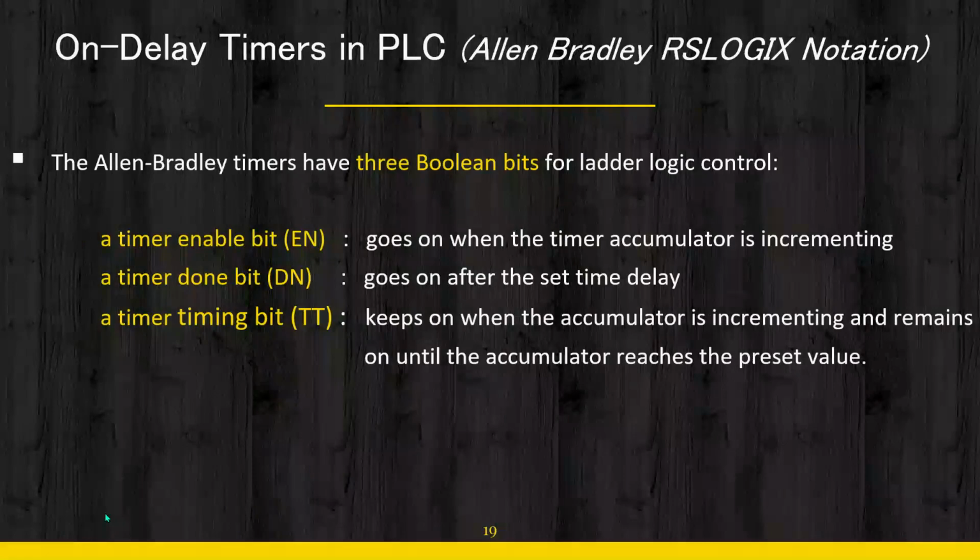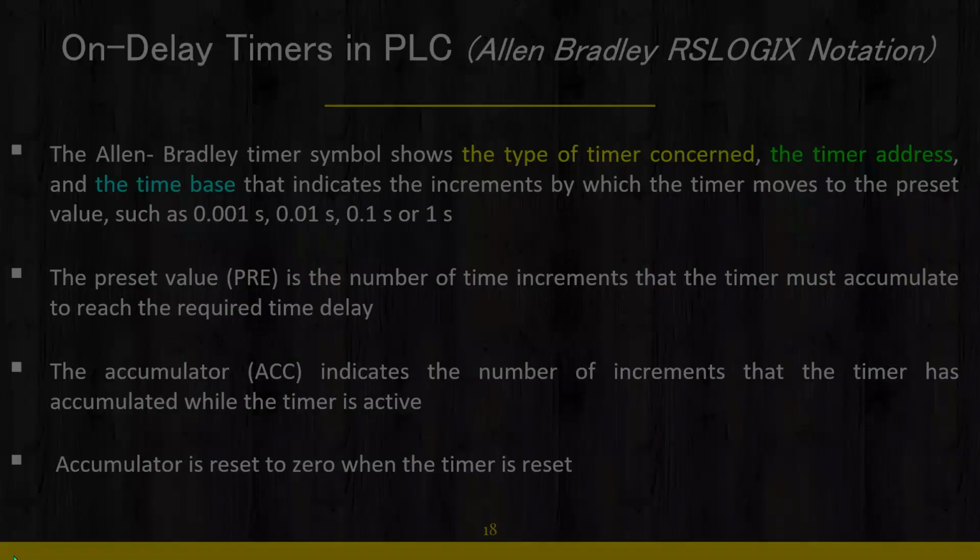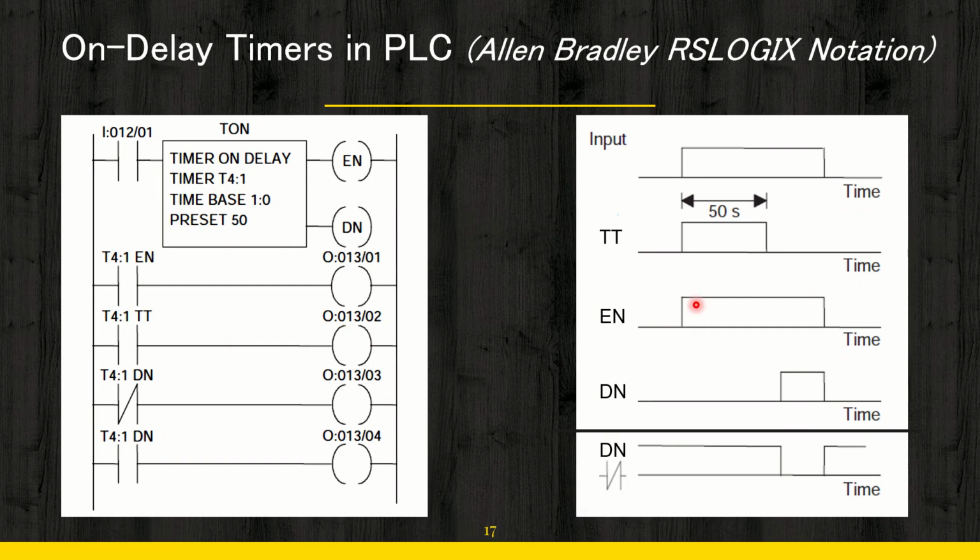You can see over there what we had discussed. It keeps on when the accumulator is incrementing and remains on until the accumulator reaches the preset value. Tick. Next, we can see the enable bit. For the entire period for which the input is present, you have the enable bit high. The done bit will become high when the TT, that is the timing operation, is over but your input is present. The done bit will become 0 when the input is absent.